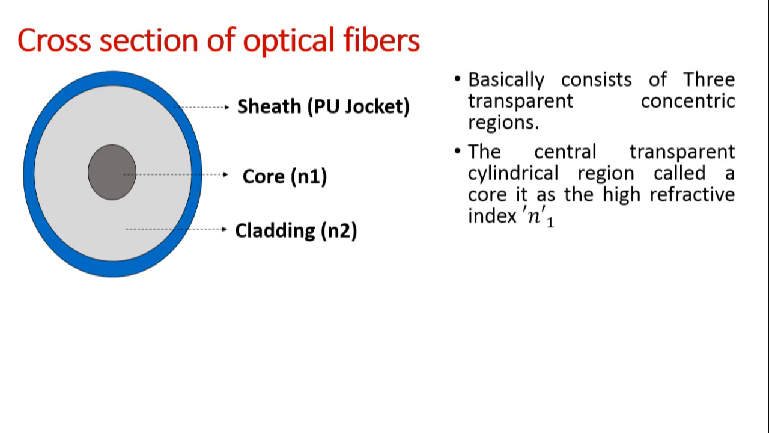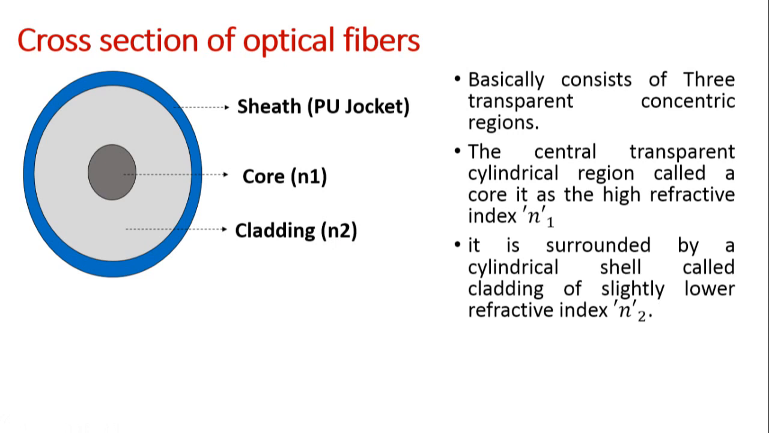Core and cladding are transparent regions. The core is a transparent region, a glassy material, and the cladding is a transparent region. But the difference we can identify is in the refractive index. The core refractive index is N1 and the cladding refractive index is N2. So N1 is slightly greater than N2. And another region is called the sheath.